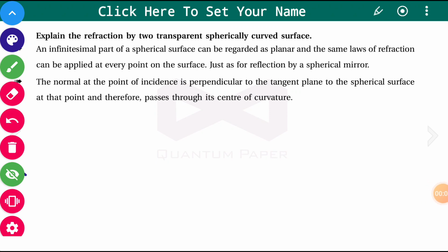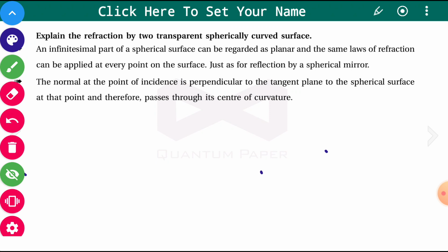We shall talk about the refraction by two transparent spherical curved surfaces. Now see, an infinitesimal part of a spherical surface, or we can say a very small part of the spherical surface, can be considered to be plane, and the same laws of reflection can be applied at every point on this surface, or a very small infinitesimal surface. There you can apply the laws of refraction rather.